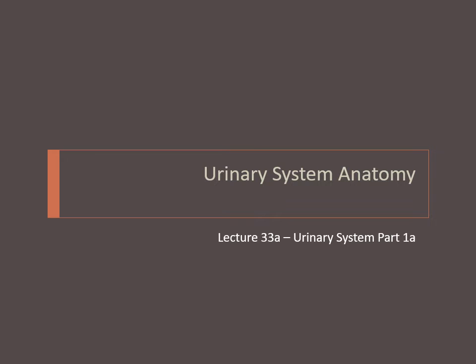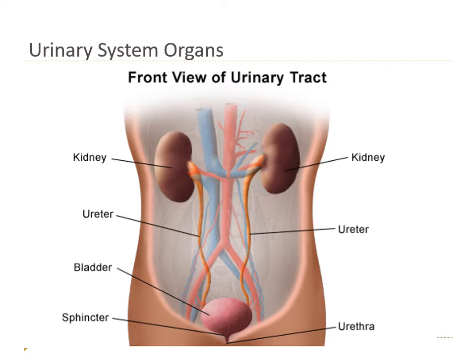In the first part of this lecture, we're going to talk about the anatomy and the components of the system. In the second half, we'll talk about the components in urine itself, as well as an introduction to the nephron, which is the functional unit of the kidney.